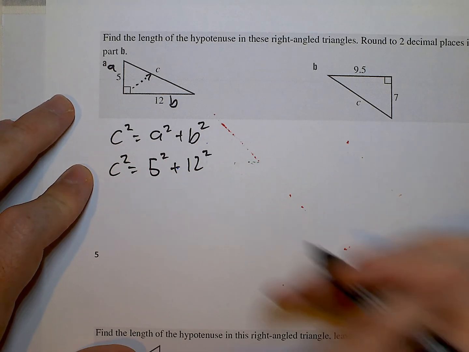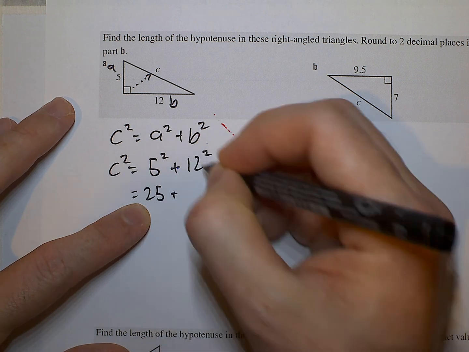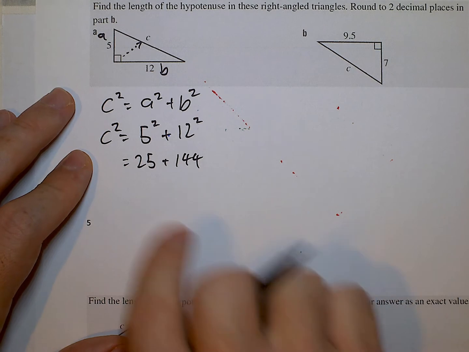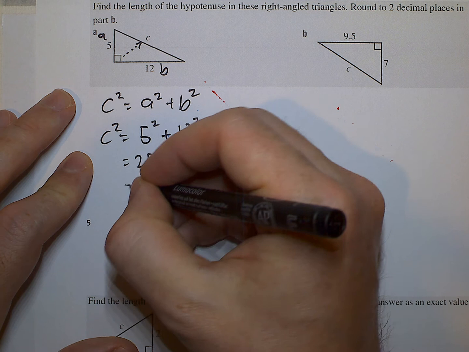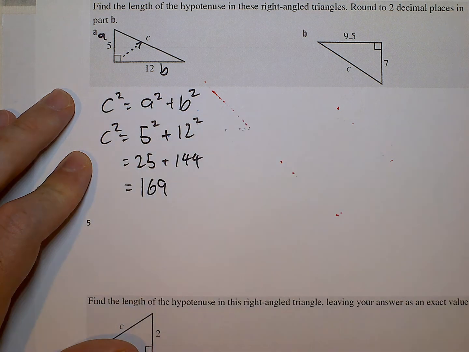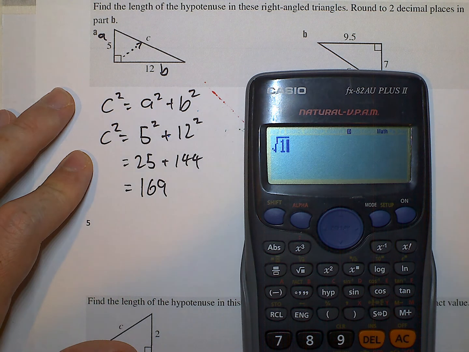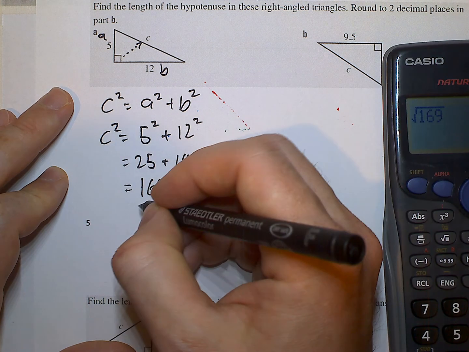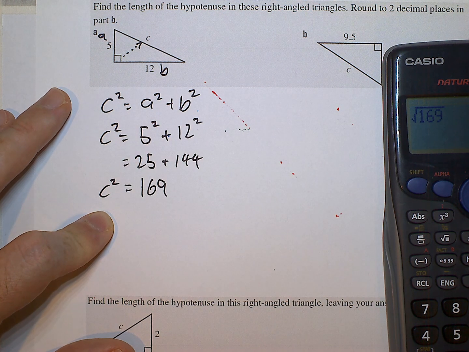Let's figure out them. 5 times 5 is 25. 12 times 12 is 144. If we plus those together, we get 169. And if we square root 169, that should be 13. Yes, 13. So let's do this again. Whoops. C squared. Now, this is still c squared.